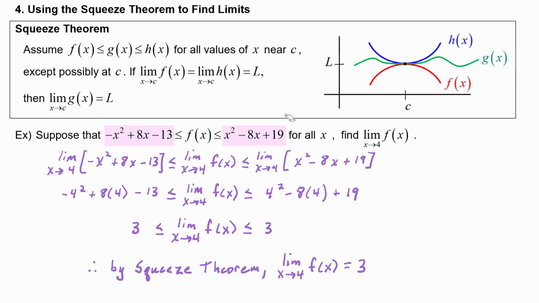So if we're able to find the limit as x approaches 4 of the lower and upper functions, both of them worked out to be the same value, which was 3. So the only possibility for the limit as x approaches 4 of f of x is that it gets squeezed between 3 and 3. So that means the only choice is that it has to equal 3.